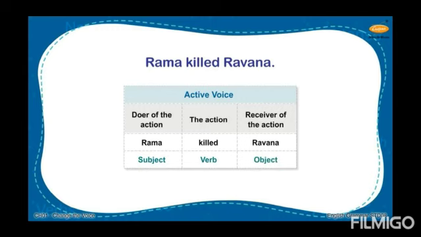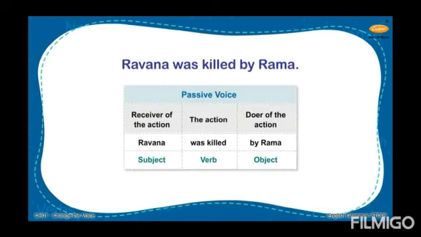Here, the action is done by Rama and the receiver of the action is Ravana. And the action is killed. Rama is the subject and Ravana is the object. Ravana was killed by Rama.